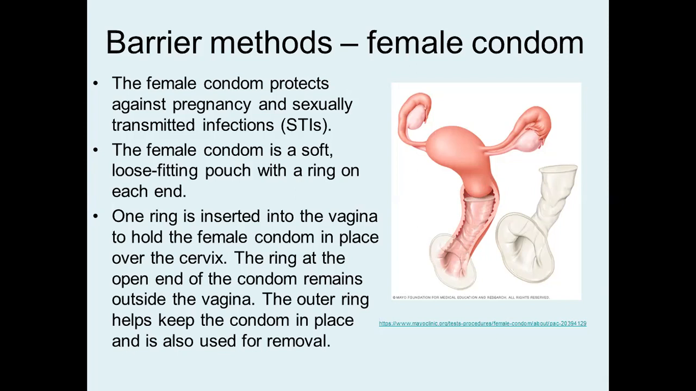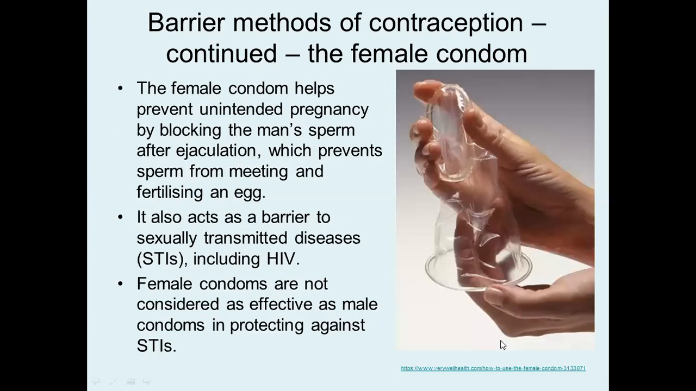Okay, so the female condom protects both against pregnancy and sexually transmitted infections. I said it's a soft, loose-fitting pouch with a ring on each end, and one ring is inserted into the vagina to hold the female condom in place over the cervix, which is what I said to you. You can see over here. And the ring at the open end of the condom remains outside the vagina. The outer ring also helps to keep the condom in place, and it's used for removal, but we'll talk about that. So here's a female condom being held up.